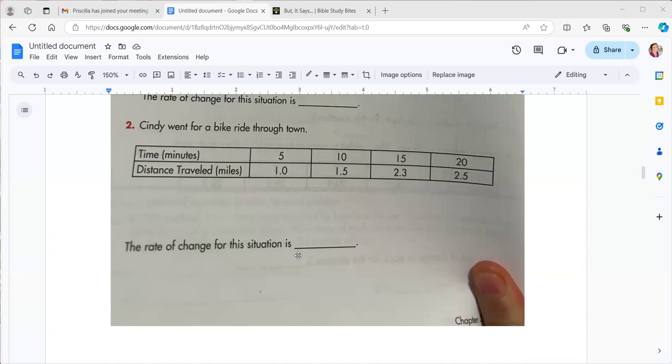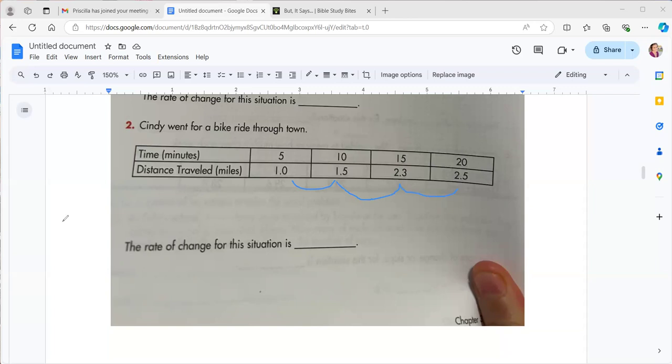You're going to look at that rate of change on the bottom. Is it consistent or constant, right? Those two words mean the same thing. Well, we have an increase of 0.5 and then an increase of 0.8 and then an increase of 0.2. So no, it's not constant.